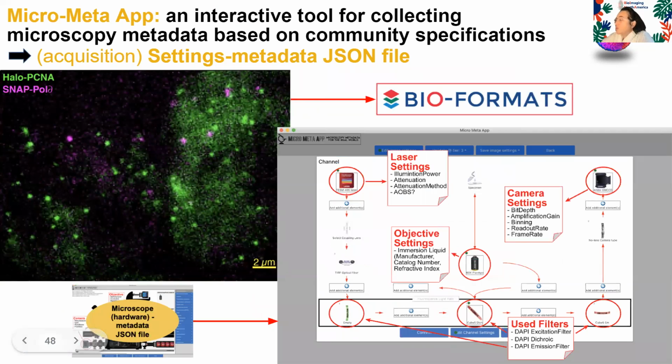And in order to do that, it utilizes Bio-Formats to integrate the information that is already present in the header of the file, and then allows you to integrate it with additional information to build the light path for each channel and record all the information that you require.